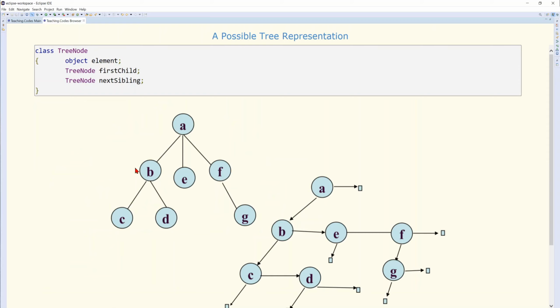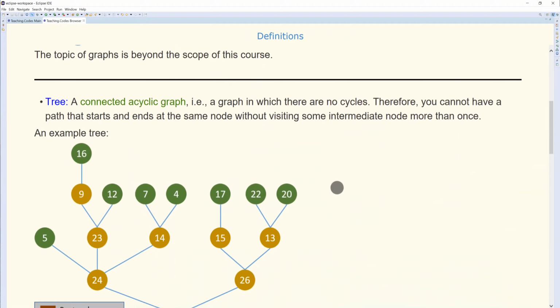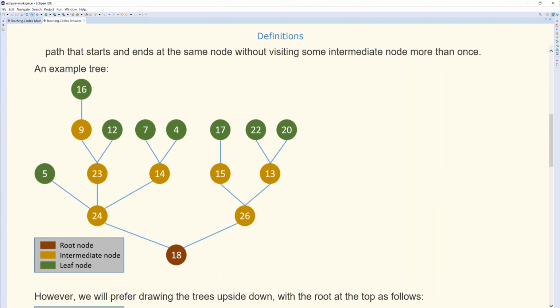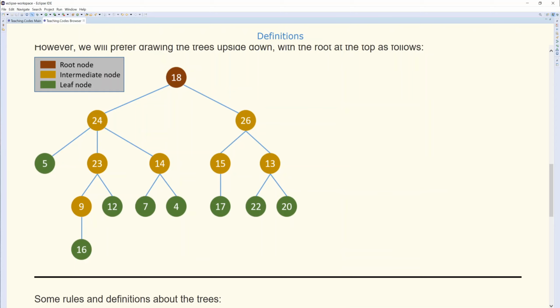How do we represent such a structure? Not the graph, but the tree. How do you represent such a tree? Or the way we were looking at it, the upside down version. How do we represent this in the program?